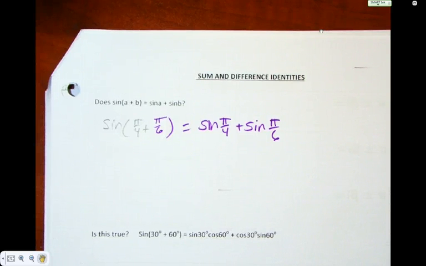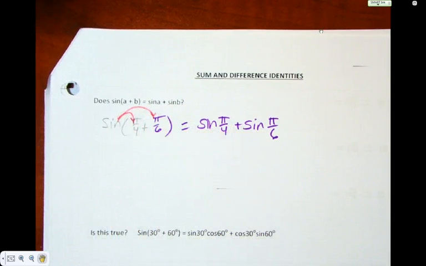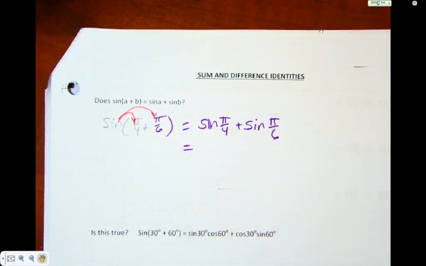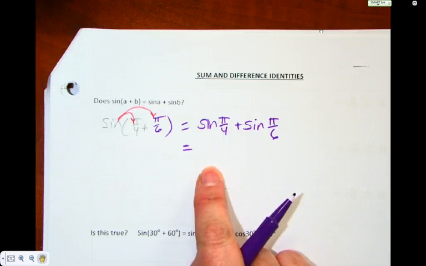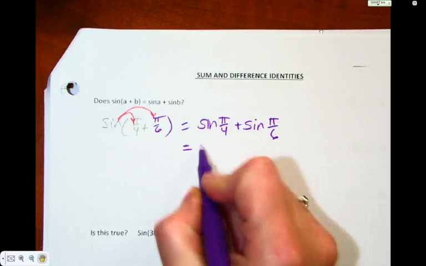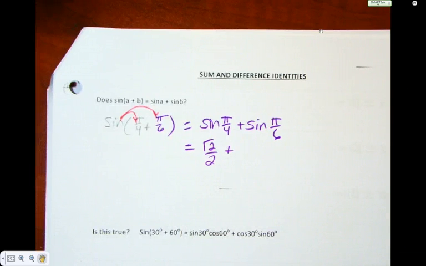So the question really we want to know is, can I just distribute this sine? Just like we usually do with brackets. Can I apply it to the pi on 4 and can I apply it to the pi on 6? So let's do the right-hand side first because it's a little bit easier. So we know these are unit circle values. What is the sine of pi on 4? And what is the sine of pi on 6?